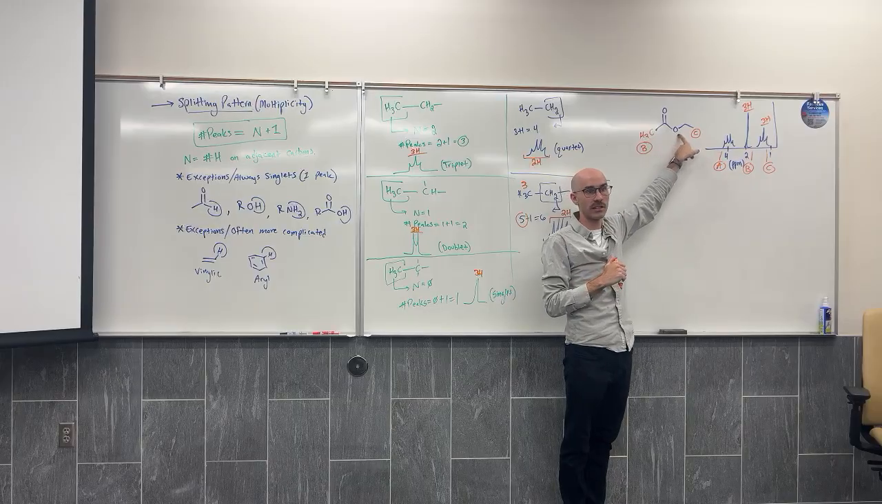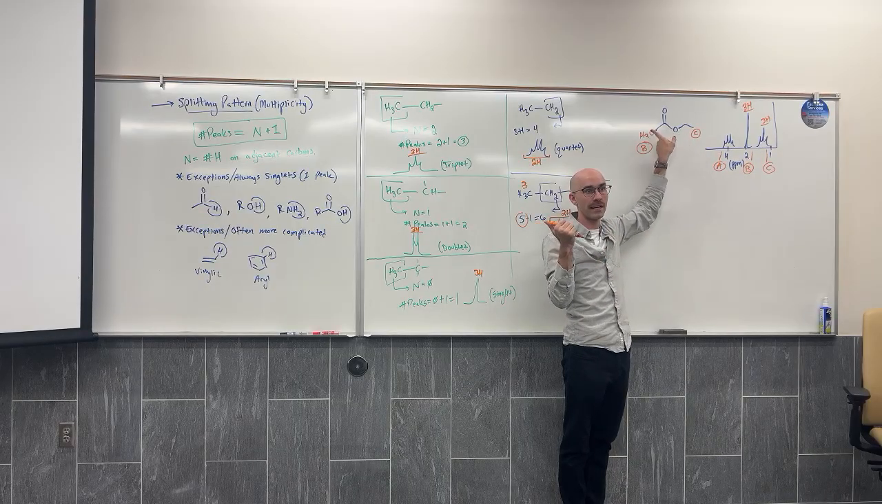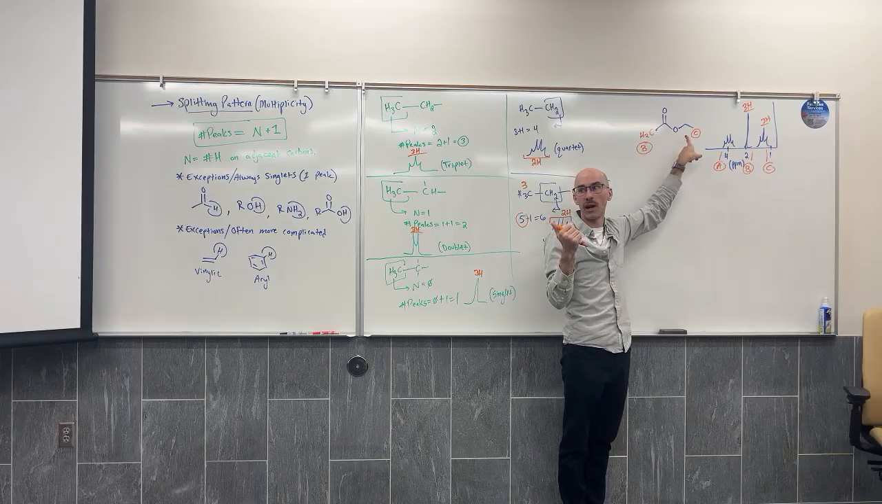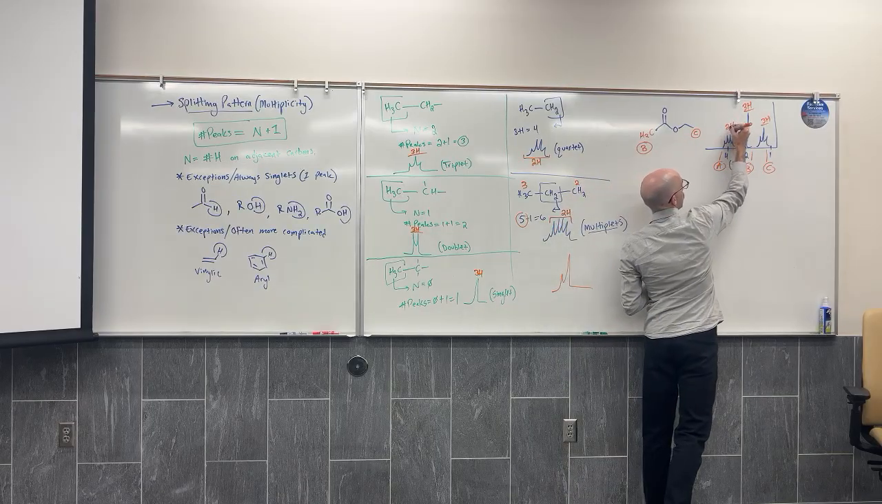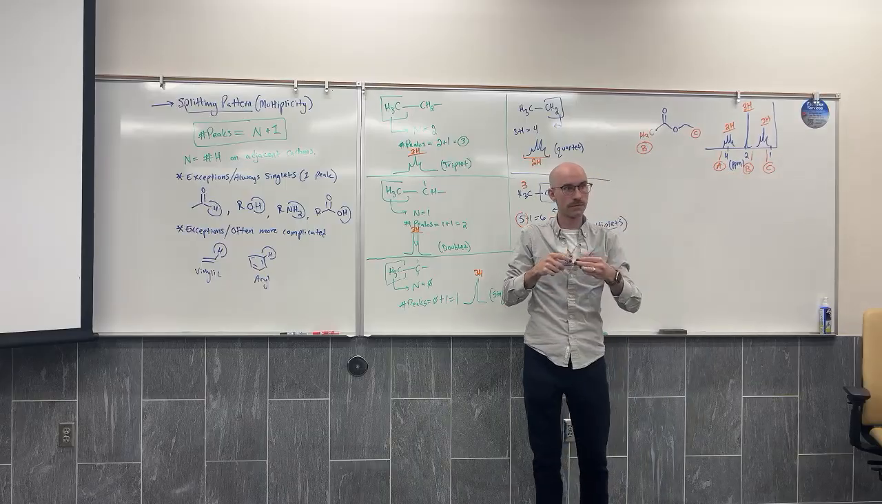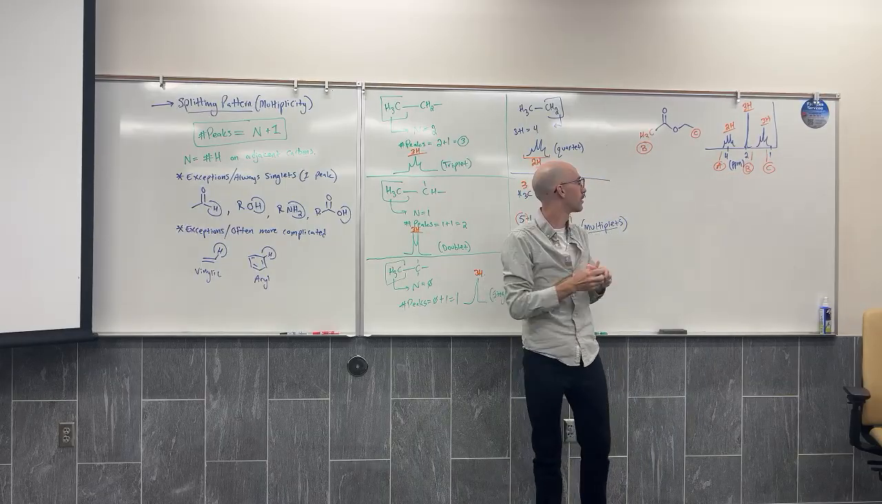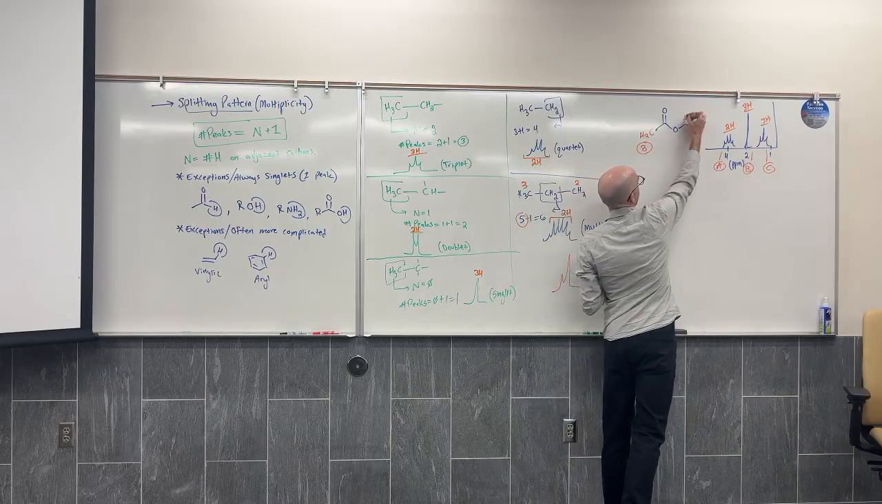And then lastly, I have a 2H with 3 neighbors, that's a quartet, directly next to an oxygen, which shifts you further left than being directly next to a carbonyl, closer proximity to the electronegative atom. Furthest left is that 2H. Here is A.